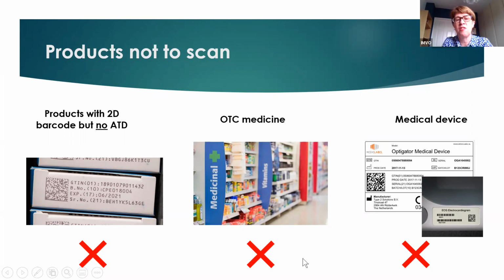OTC medicines. There are some OTC medicines with 2D barcodes. There are no OTC medicines in Ireland that are in scope of FMD, even OTCs that are reimbursed. If they're OTC medicines, they do not have to be scanned, so don't scan them. And then finally, medical devices. You will start to see them more and more carrying barcodes because that's coming into play for them, but they do not need to be scanned. And in terms of working out whether you're dealing with a medical device or a medicinal product, a medicinal product will have a PA number on it, it'll have an EU number on it. For a medical device, you will have a CE mark, so that's typically how you differentiate them.